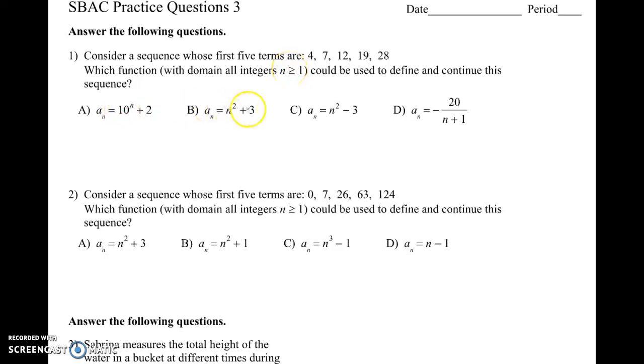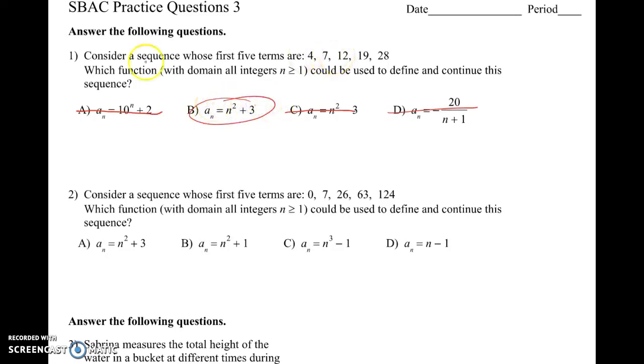So what I would do, because I have choices here, I would look and see if any of these fit it. So if I plug in the first term, I would have 10 plus 2 is 12, not 4. So it's not that one. If I plug in 1 here, 1 squared plus 3 is 4, so it works for that one. Let's see if there's any other ones. 1 squared minus 3 is negative 2, doesn't work for that one. And if I plug in 1 here, I would get negative 20 divided by 2, and that does not give me 4. So this is it.